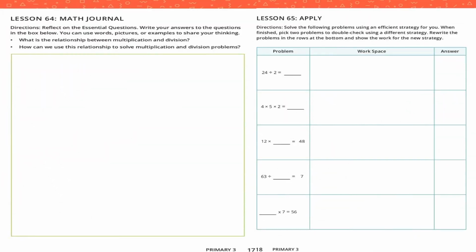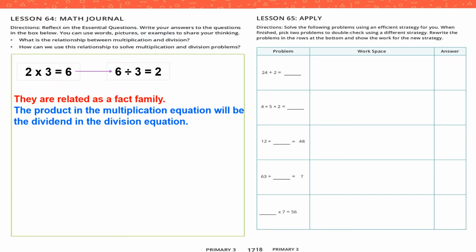Our math journal. What is the relationship between multiplication and division? How can you use this relation to solve multiplication and division? If I have 2 times 3 equals 6, the division equation will be 6 divided by 3 equals 2, or 6 divided by 2 gives me 3. So they are related together as a fact family. And the product in multiplication, which is 6 here, will be the dividend in the division equation here. Okay.